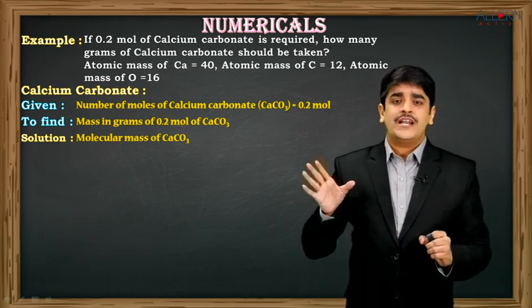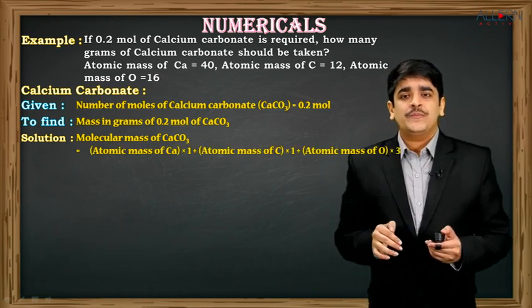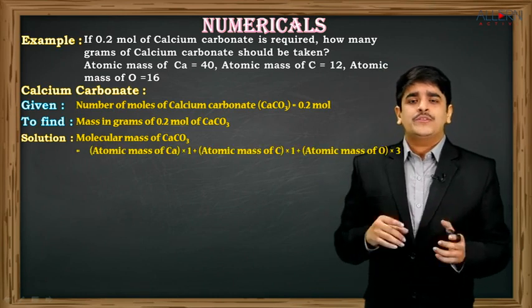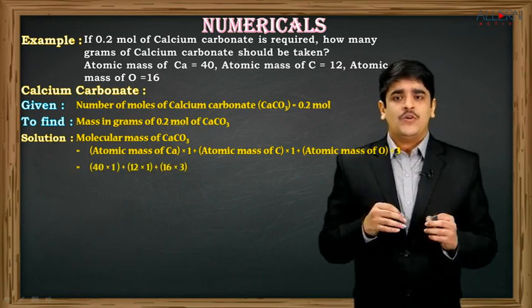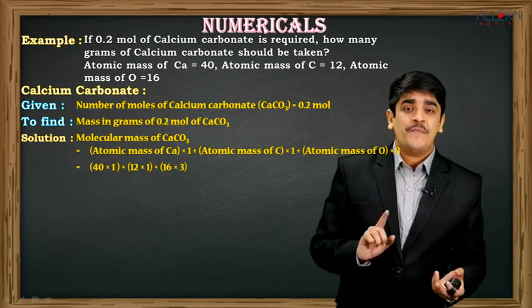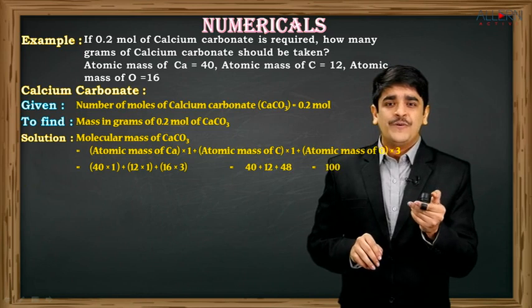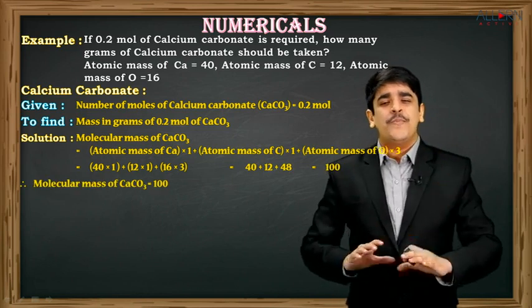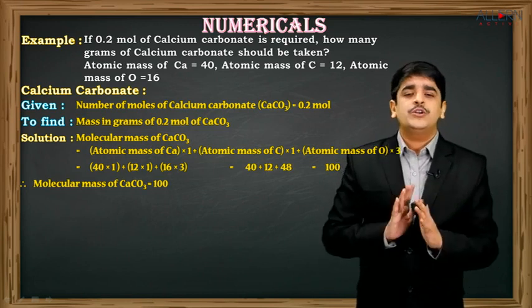16 is the weight of one atom of oxygen. We have 3, so 16 into 3, right? So, have a look. Atomic mass of calcium into 1, atomic mass of carbon into 1, but atomic mass of oxygen into 3. Substitute the values: 40 into 1 plus 12 into 1 plus 16 into 3. Magical number appearing. Why do I say that? It comes as a perfect round figure, 100, which means the calculations from now on are going to be so simple.